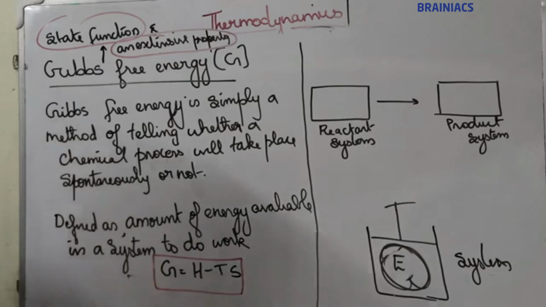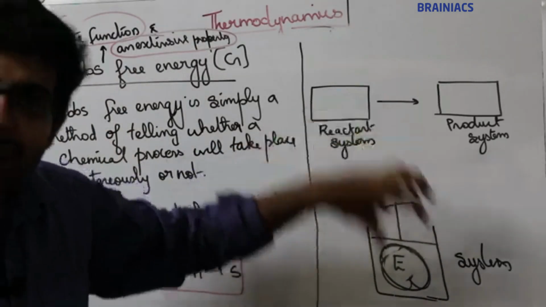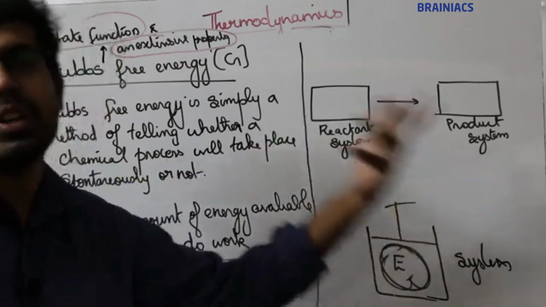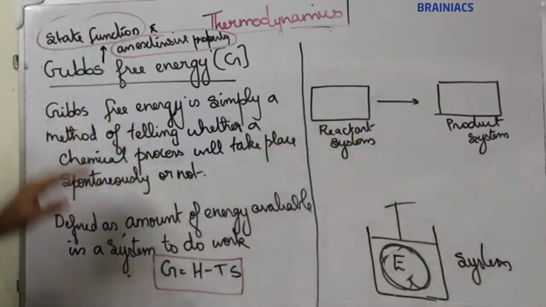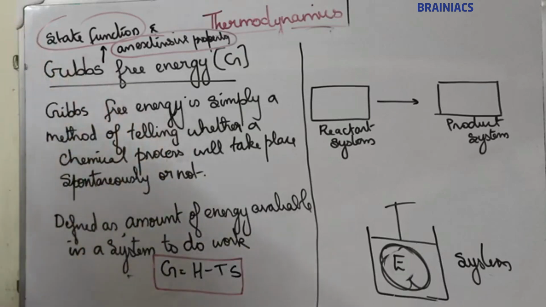So, what is Gibbs free energy? It is defined as the total energy available in a system to do some process or work. It helps us to predict whether a reaction is spontaneous or not, and it is calculated using the equation G = H - TS.